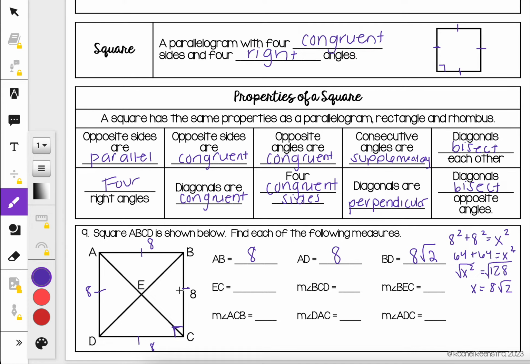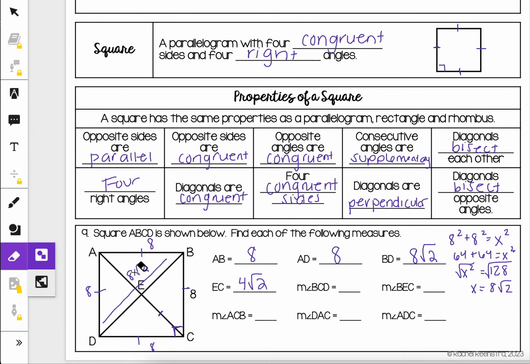If I want to find this segment here, EC, I know this whole diagonal is 8 root 2, which means AC is 8 root 2, and EC is going to be half of that. So that's going to be 4 root 2. And that's all of my segment lengths that I'm looking for.